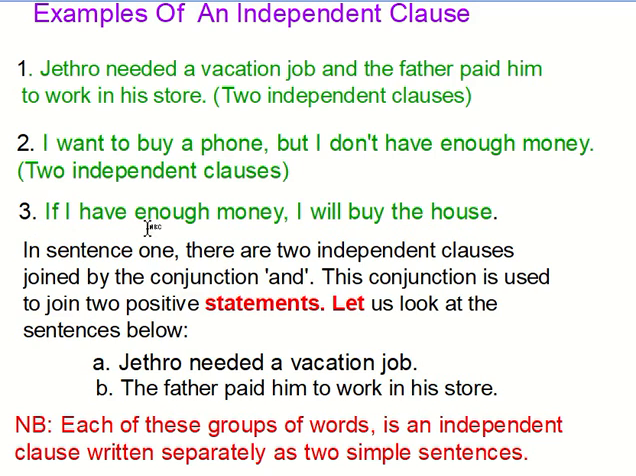Now the third sentence. If I have enough money, I will buy the house. That one too is also a two-clause sentence. Now let's see. If I have enough money as one, I will buy the house. So these are the two clauses, and it is an independent clause. Are you okay? In sentence 1, there are two independent clauses joined by the conjunction and. This conjunction is used to join two positive statements.